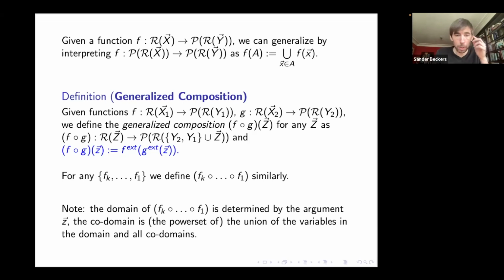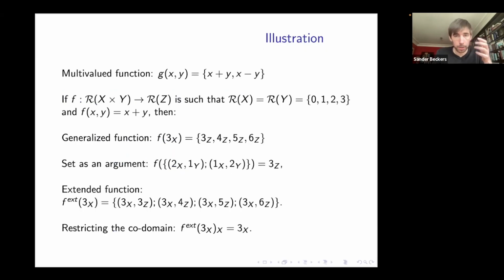Okay, now why do we bother going through all of this? Let me first illustrate so that you see how it works in practice. So a multi-valued function, that simply means that you might have multiple solutions. So if g of xy could take on the form that it gives you x plus y and x minus y, there's two solutions to the function, and therefore it's a set.